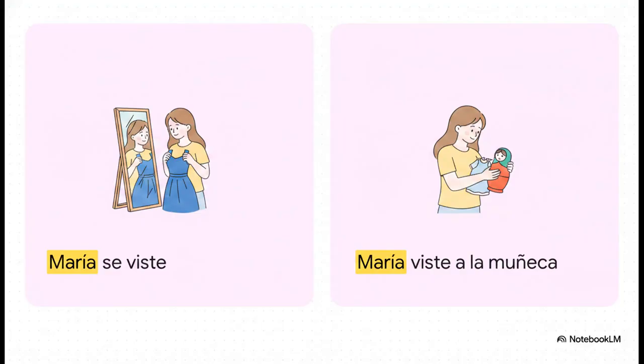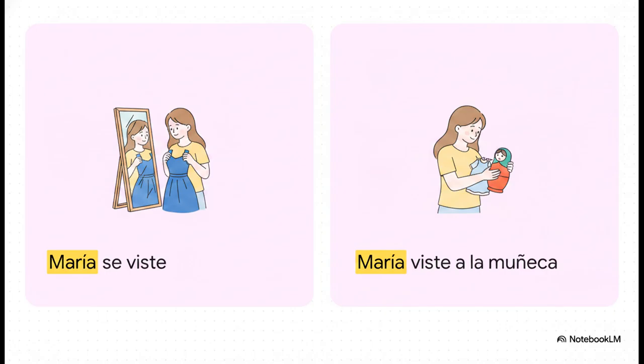I actually love to think of this as a mirror. On the left side, we've got María se viste. María dresses herself. But on the right, it's María viste a la muñeca. María dresses the doll. Notice the difference? The action is getting dressed in both, sure. But on the left, that tiny little word se, that's our mirror. It takes the action and bounces it right back onto María. She's doing the dressing, and she's receiving it.